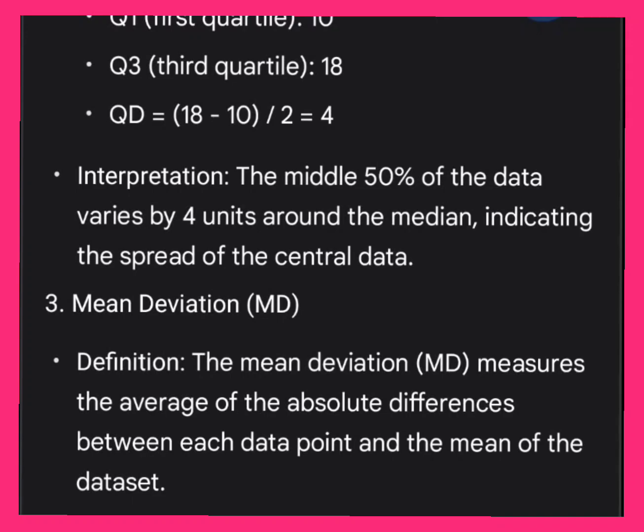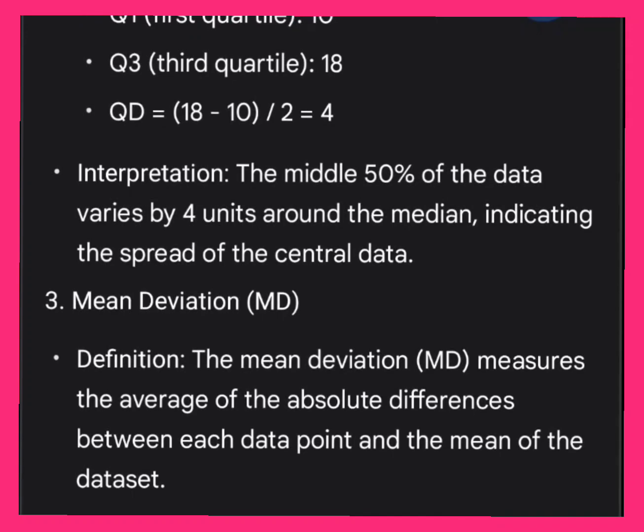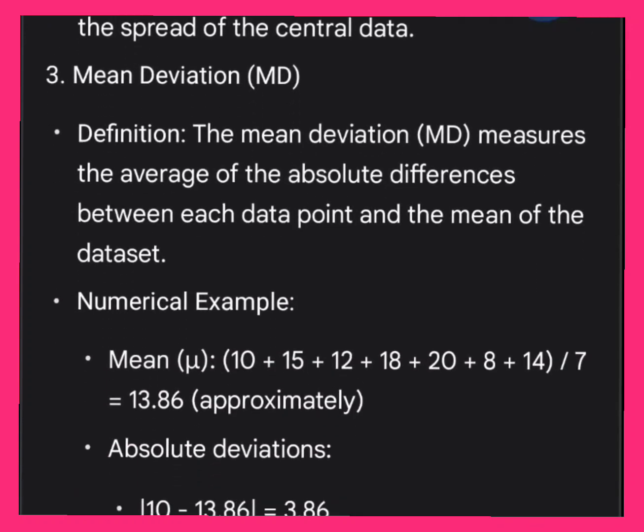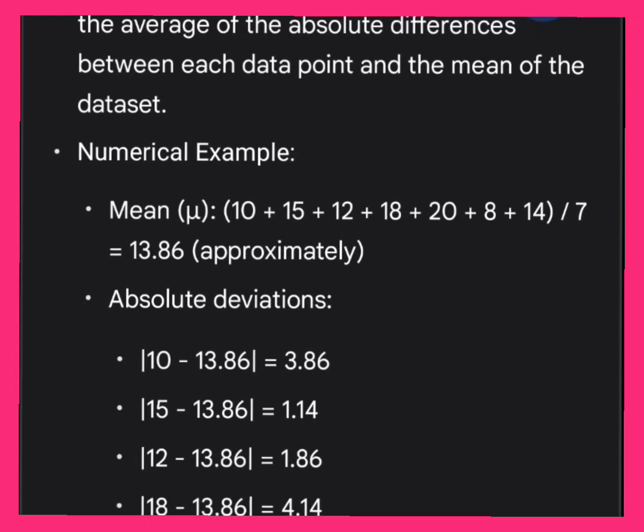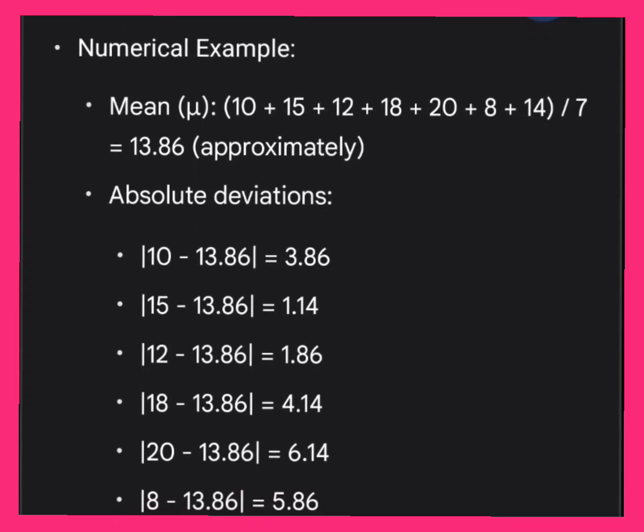3. Mean deviation, MD. Definition: the mean deviation measures the average of the absolute differences between each data point and the mean of the dataset. Numerical example. Mean mu equals (10 plus 15 plus 12 plus 18 plus 20 plus 8 plus 14) divided by 7 equals 13.86 approximately.